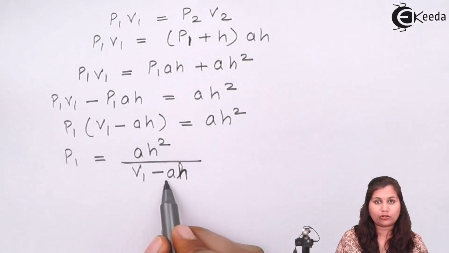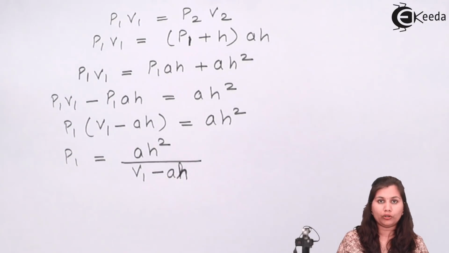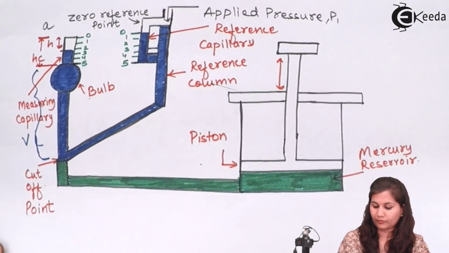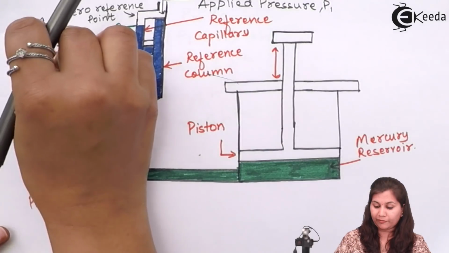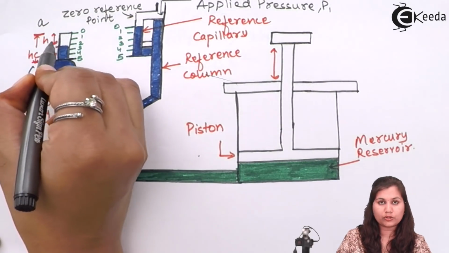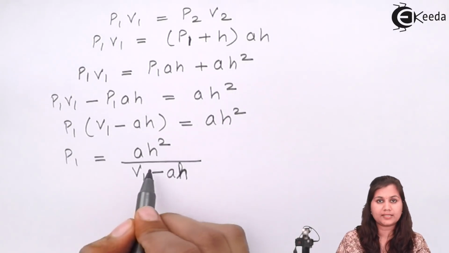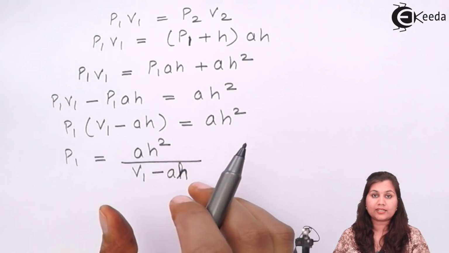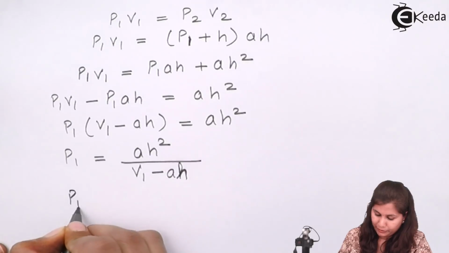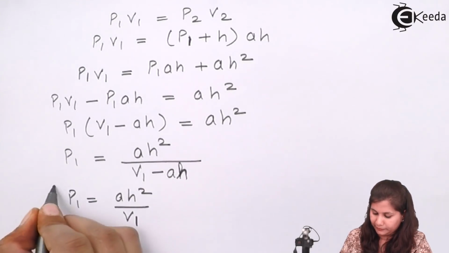Now A is the cross section of the measuring capillary and H is the volume or the height of the capillary after the compression. This H is very small, A is also very small, so this whole term AH is very small compared to the volume of the gas. So P1 can be written as AH square divided by V1.